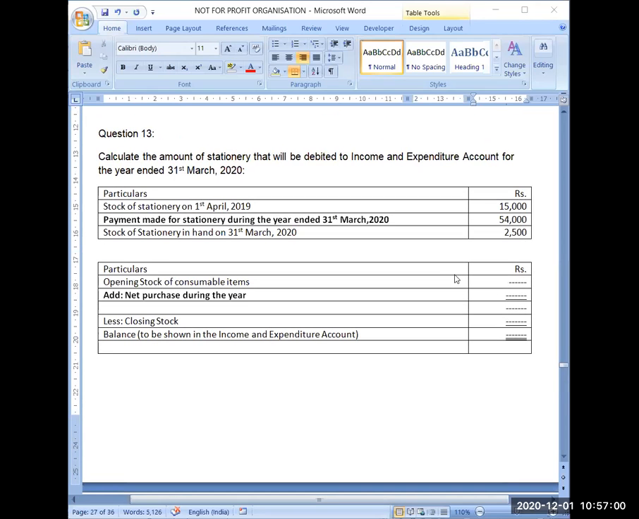Now see the first question. Calculate the amount of stationery that will be debited to income and expenditure account for the year ended 31st March 2020. So our current year is 31st March 2020. So obviously our previous year will be 31st March 2019. Now in that situation, first we will make this table. We will write opening stock of consumable items. Opening stock is given here, 15,000.